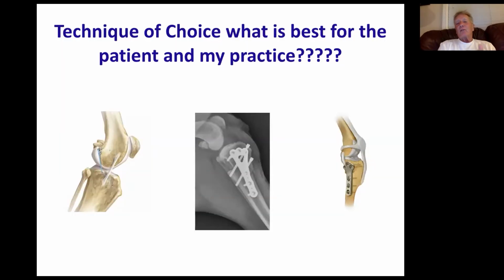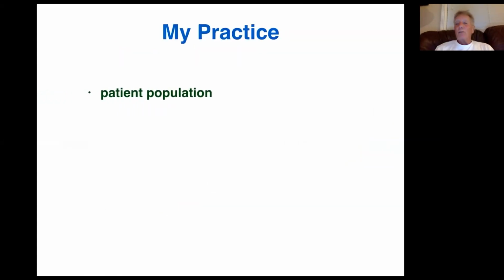So, technique of choice. What is best for the patient and what is best for my practice? These are the techniques we normally teach at the TMI Institute. I think there are a number of considerations here. What's your patient population? Are you seeing mostly larger dogs with torn ACLs, or is your population the smaller dogs? Both of those populations are amenable to the extracapsular technique, and maybe that's where you should begin if you're new to knee surgery. And of course, you have an interest.